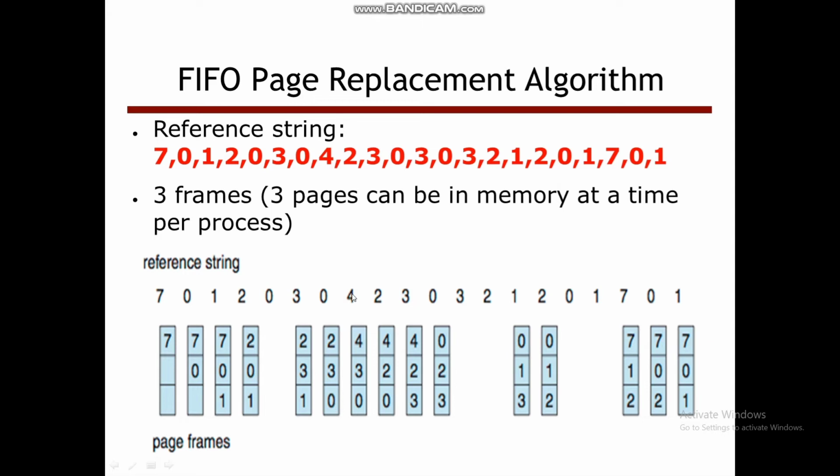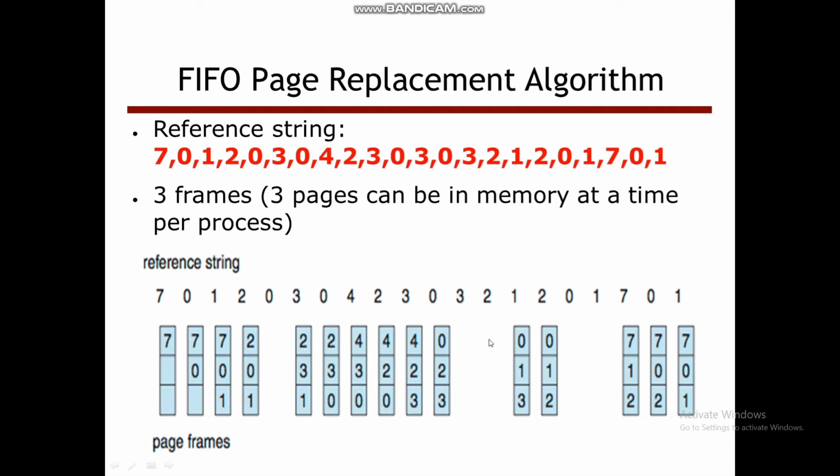So next referencing is 4 and the victim will be the first in, 2. 2 is replaced with 4. Next referencing is 2. So 2 is not present. Victim is 3 and it is replaced with 2. The next reference is 3. So 0 is replaced with 3. Next reference is 0 and 4 is the victim chosen and it is replaced with 0.